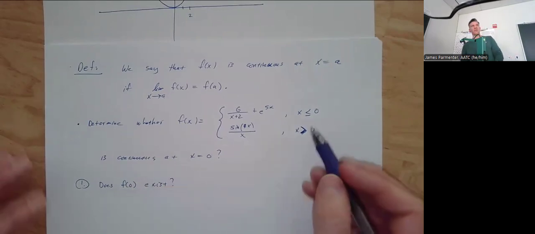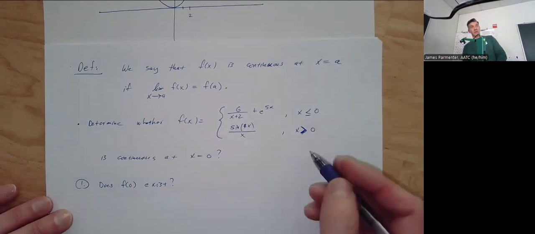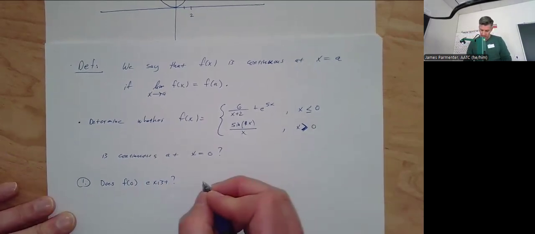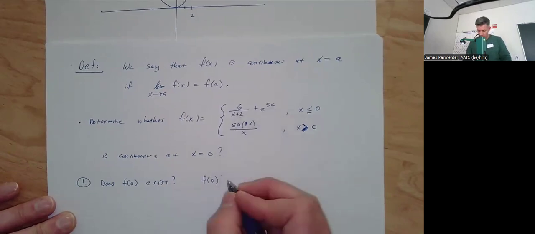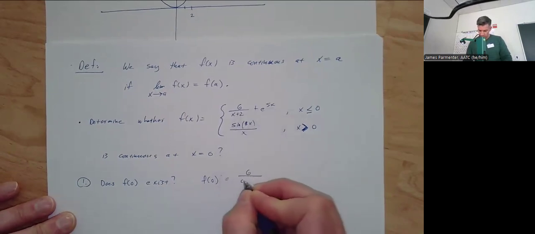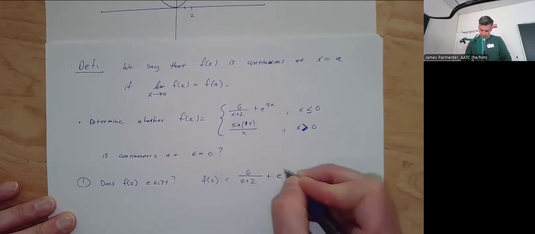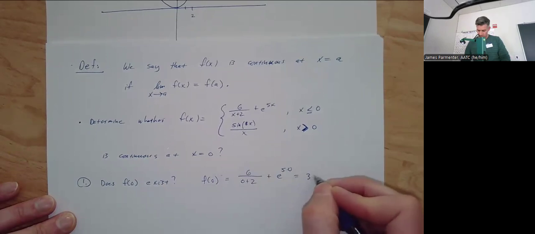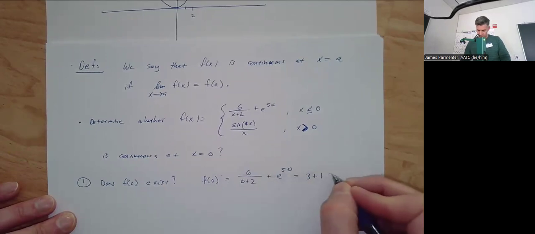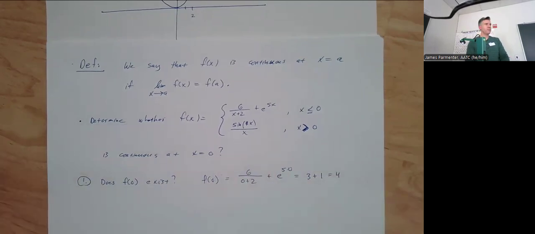Which is why I needed to change where the equals part was, because otherwise it wasn't going to exist. Let's see. So in this case, f of 0, I'm going to plug the 0 into the top piece of the function and get 6 divided by 0 plus 2 plus e to the 5 times 0. That's going to be 6 divided by 2, which is 3, plus e to the 0, which is 1, which is 4. Cool, it exists.